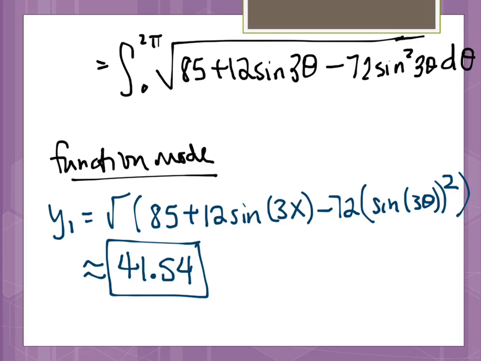But good, good, good. All right, so we get 41.54 for our area. I'm sorry, not our area, our arc length. That's what we were looking at. Any questions on that? All right.